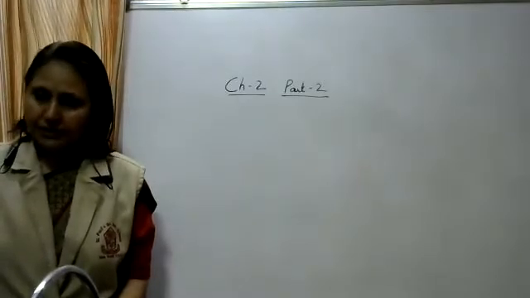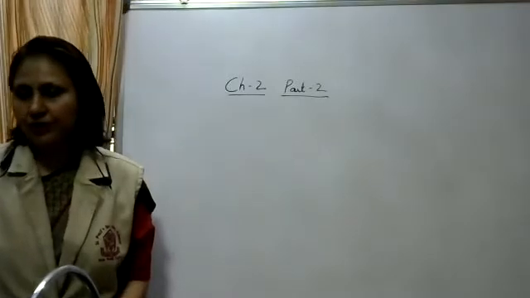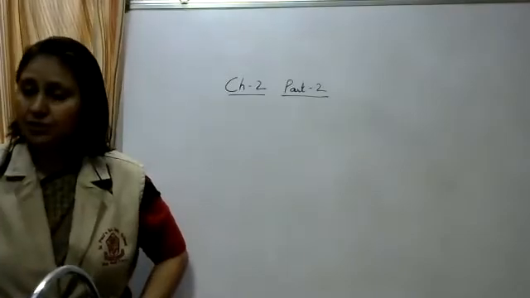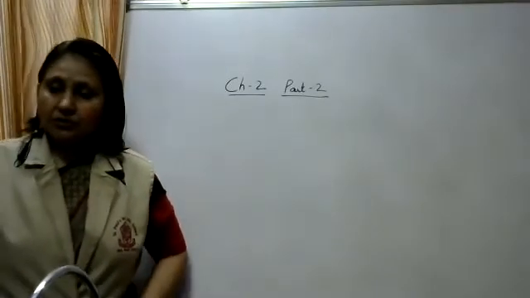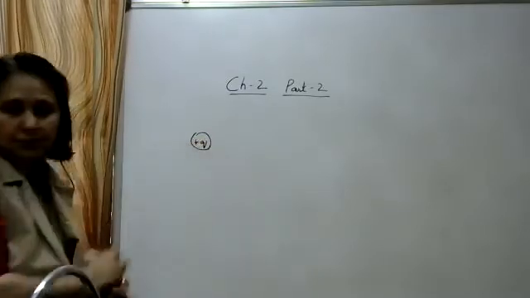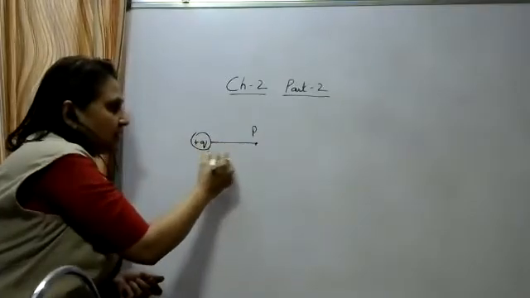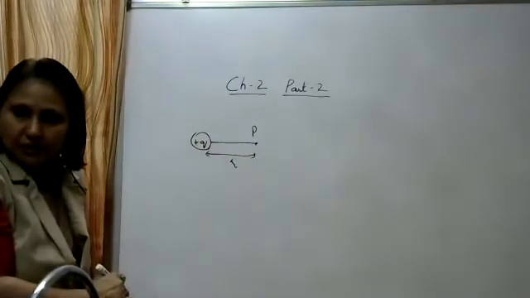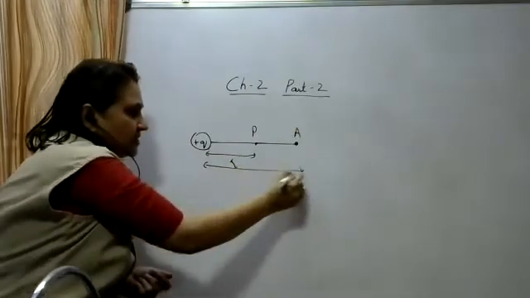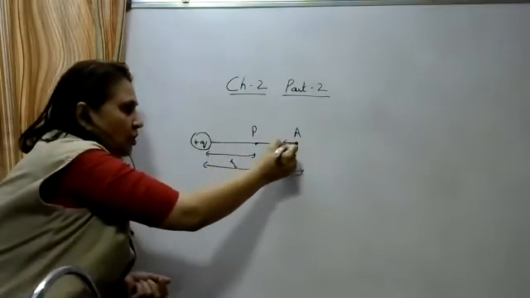One volt is defined as 1 joule of work done in moving 1 coulomb of charge from one point to another. Then we found the expression of potential due to a point charge. Take a charge plus Q, the point charge due to which we have to find the potential at a point P, which is at distance R. For this, we consider a point A, which is at X distance from this point charge.